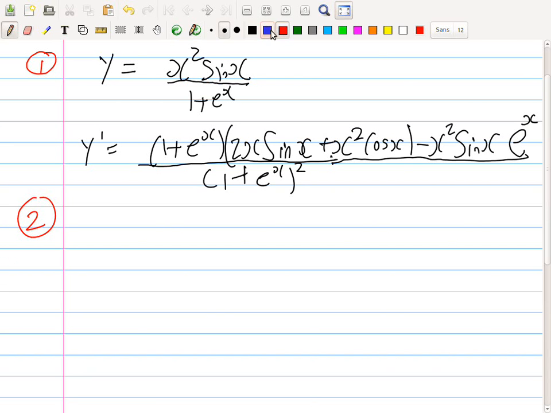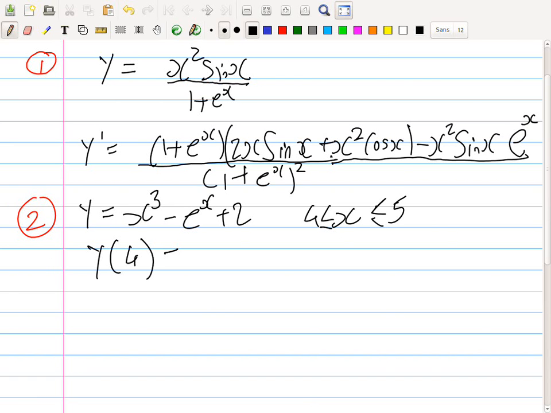Alright, next part now. For 3 marks, you need to show that y equal to x cubed minus e^x plus 2 has a root between x equals 4 and 5. So firstly you calculate this when x is 4, and then you calculate it when x is 5. If I have a calculator there, we can calculate this. Negative 21.4 for 4, and 11.4 for the next one? Negative 21.4.